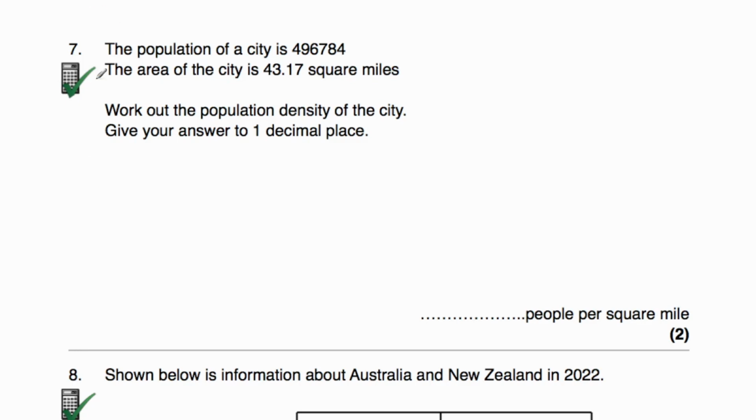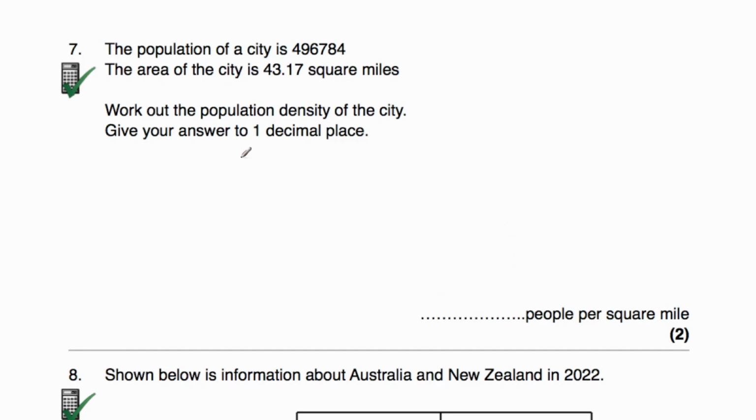Okay, question number 7. So question number 7 says the population of a city is 496,784. I think the city may have been Liverpool whenever I was making this question up. And the area of the city is 43.17 square miles. And we've been asked to work out the population density of the city and to give our answer to 1 decimal place. Because we've been told to give our answer to 1 decimal place, it would maybe suggest that we're going to do our division using our calculator, and it's going to be a decimal number that's going to have lots of different numbers, and we're going to have to round it.